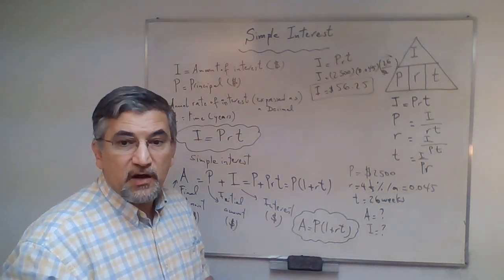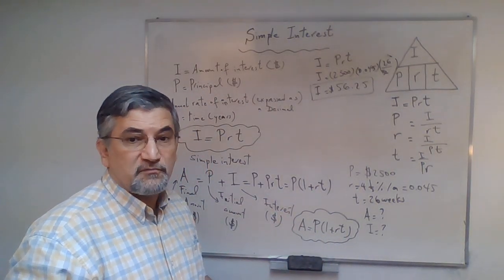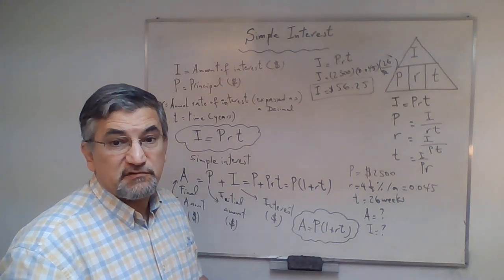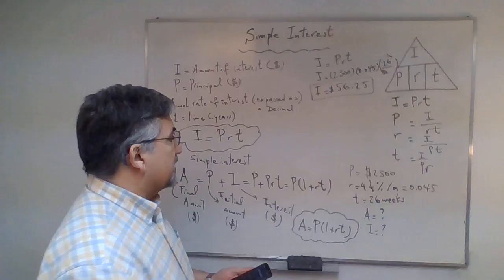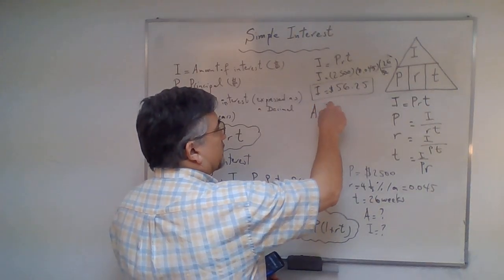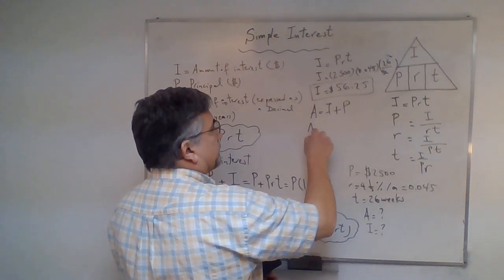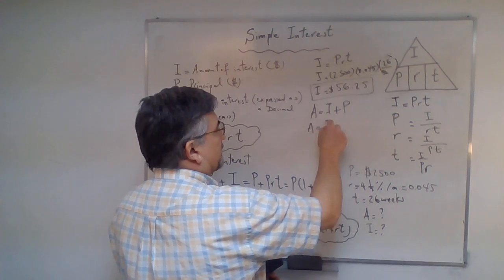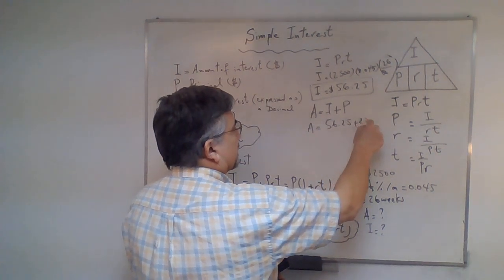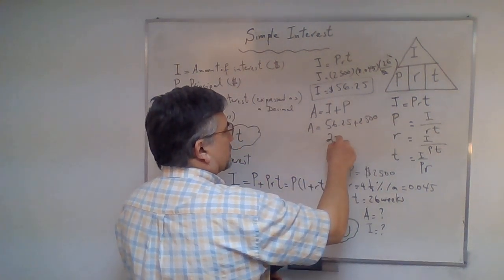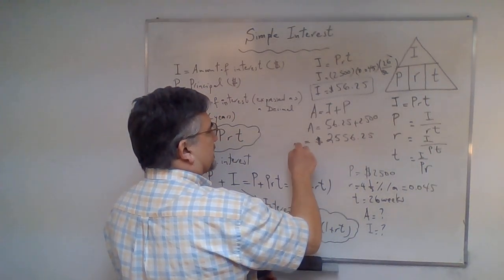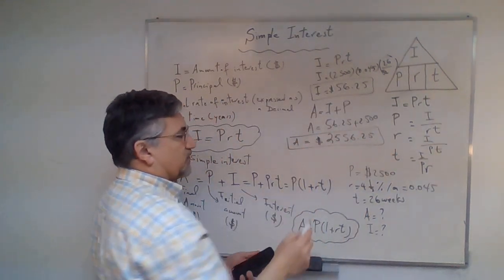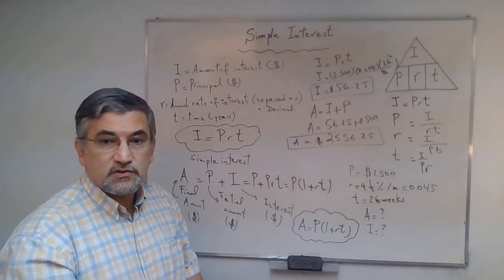You may say it's not that much, but you didn't leave the money in the account for many years. It was only half a year, not even 1 year. So you don't expect to receive a big amount of interest. And now to find the final amount, all you need to do is to add it to the principal. So 56.25 plus 2,500. So $2,556.25. That's the final amount in your account, which the question was asking.